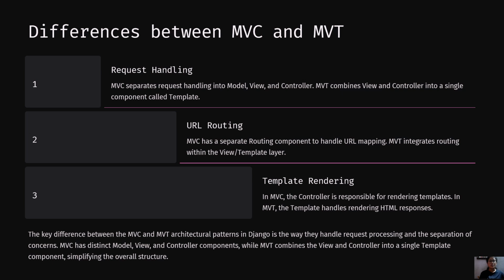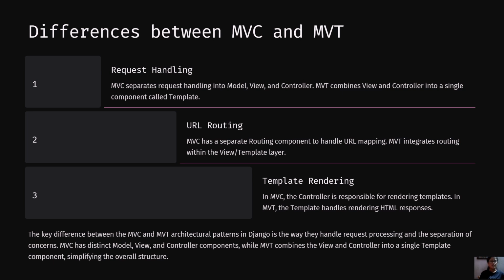Request handling, URL routing, template rendering. Request handling: MVC separates request handling into model, view and controller. MVT combines view and controller into a single component called template. URL routing: MVC has a separate routing component to handle URL mapping. MVT integrates routing within the view template layer. Template rendering: in MVC, the controller is responsible for rendering templates. In MVT, the template handling, rendering, and HTML responses are taken care of by the controller.